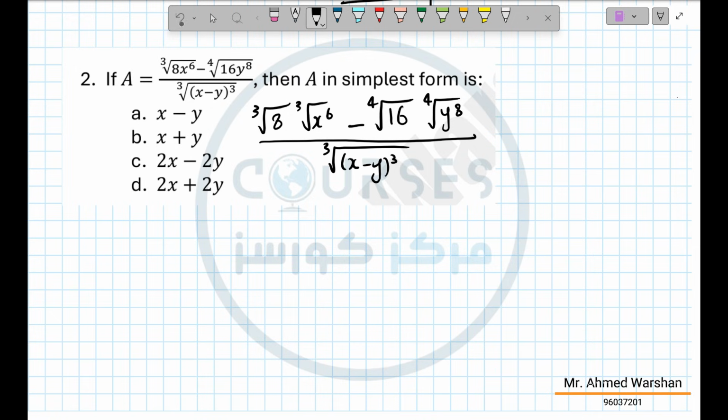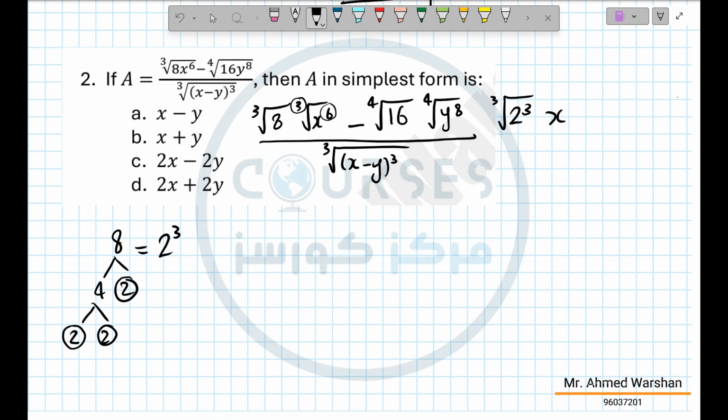Okay, cube root of 8. What number times itself 3 times that gives 8? You should know it's 2, but even if you don't know, factor the 8. 8 is 4 times 2. 4 is 2 times 2. So 8 is 2 power 3. So that's gonna be cube root of 2 power 3. And then cube root of x power 6, when we want to convert this into a power, you divide the exponent by the index. So that's gonna be 6 over 3 minus 4th root of 16.